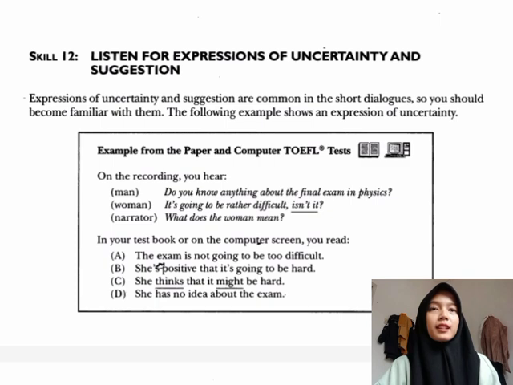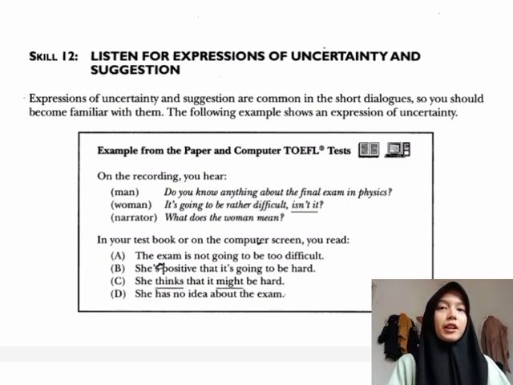And then these are the answers to the question. We have four answers. Answer A, the exam is not going to be too difficult. This is wrong because she says it's going to be very difficult, isn't it? The exam may actually be difficult, but the woman is still unsure. It might be difficult, but answer A says it is not going to be difficult.